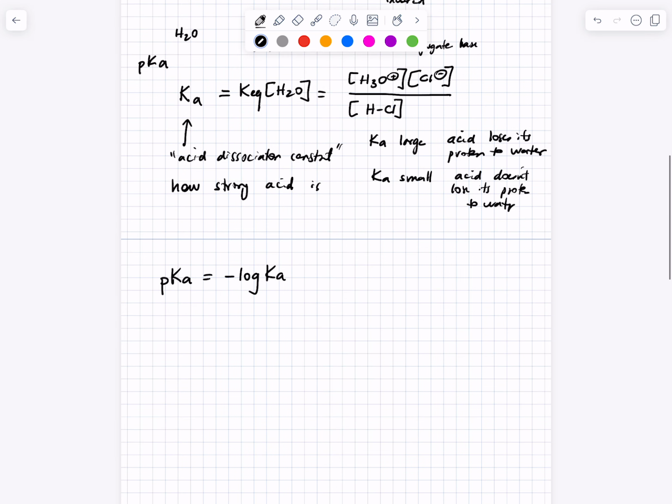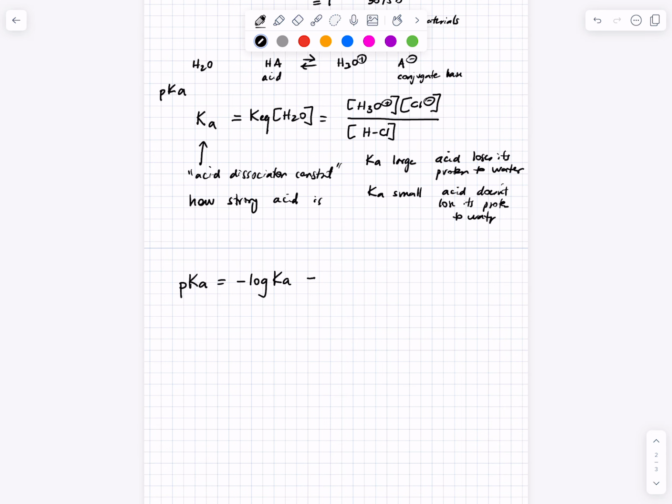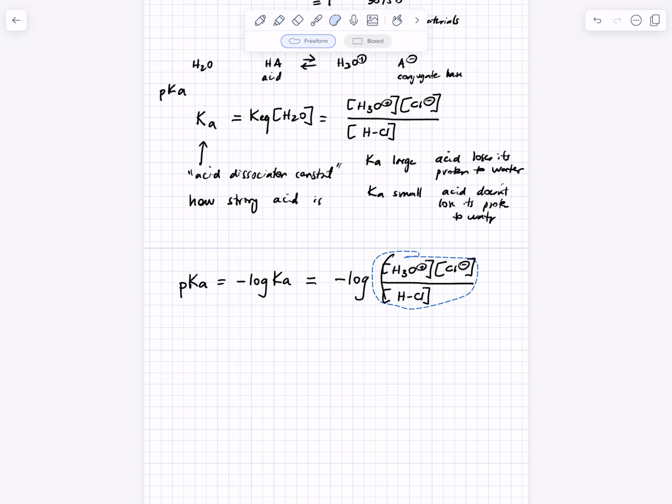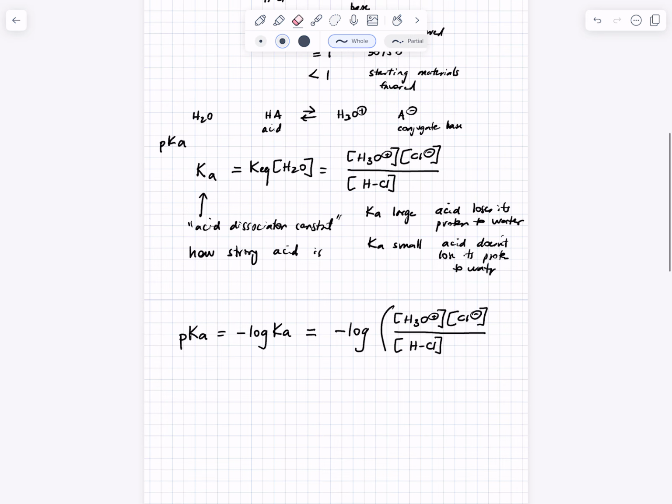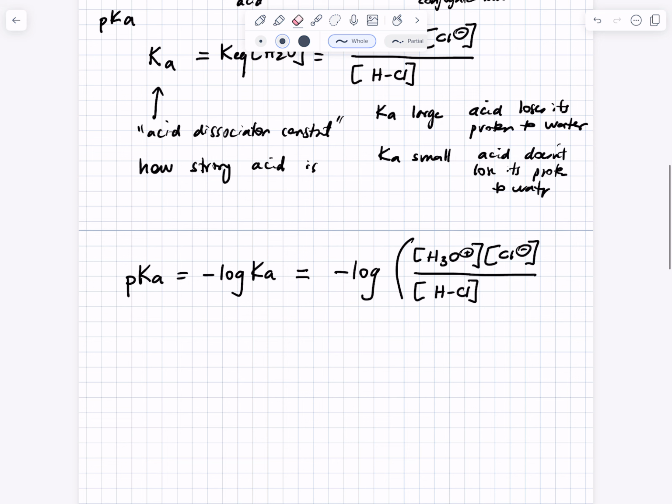So if we do the minus log of both sides, that means we've got to take the minus log of everything here in parentheses. Only I was supposed to be generic, right? I was supposed to put A minus up here and HA down there. Okay, that's fine.